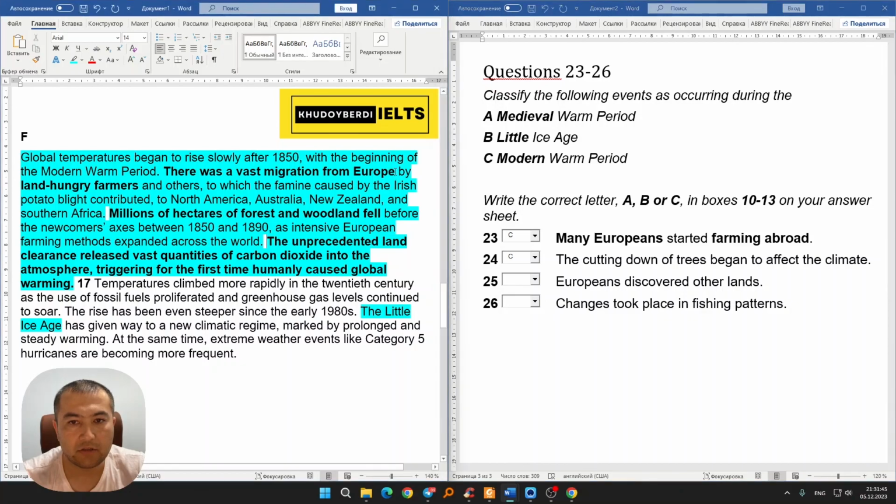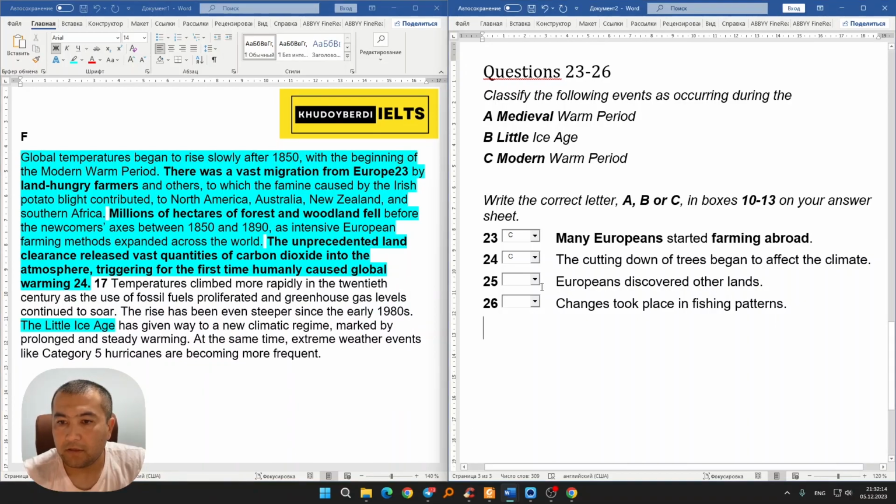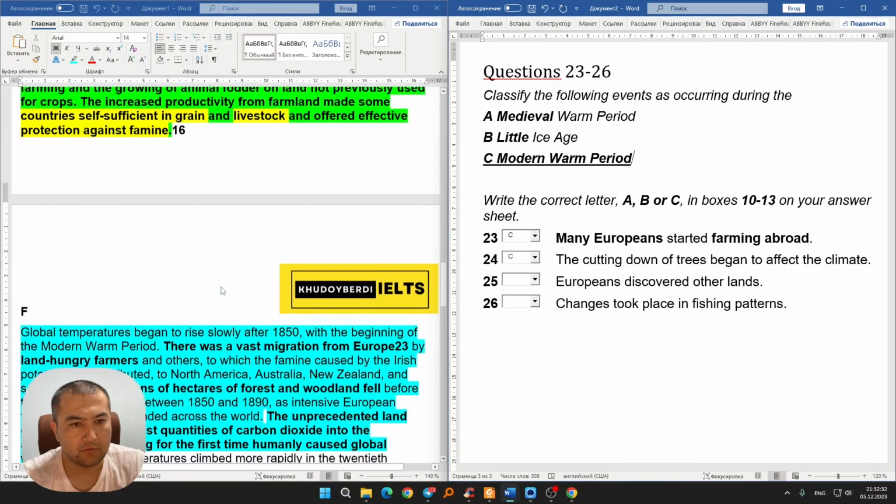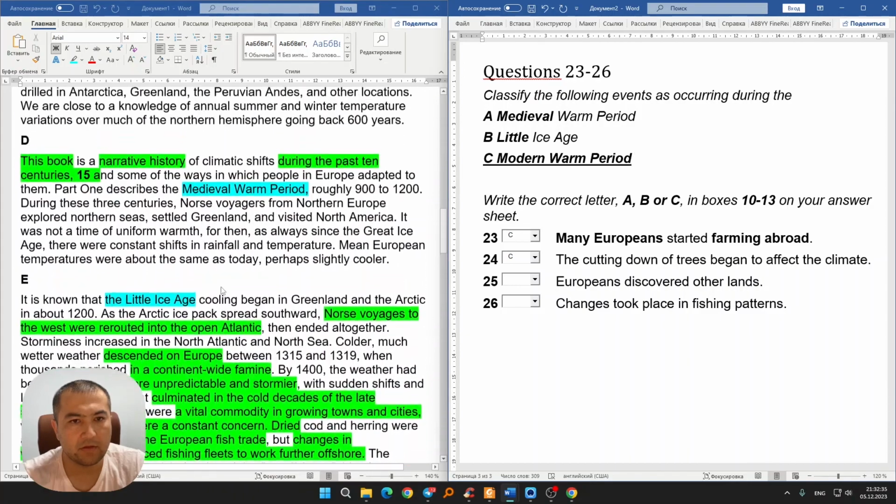And migration to Europe, 23, and this is going to be atmosphere or global warming, right? 24 here. Okay, I think we have just put two C's here, and now let's pay attention to the medieval warm period. Do we have the medieval warm period here?